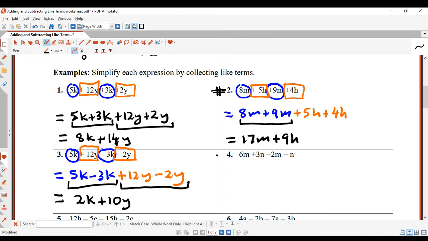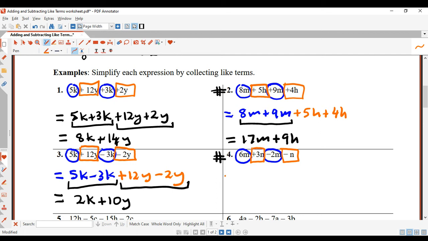Okay, so copy that down, and I want you to have a go at question 4. All right, try that one by yourself. All right, so we have boxing the terms, 6m. And when I box the other term, I've got to put that with the minus sign. The minus sign has to be with the term straight after it. And then let's box the other two like terms, which is the positive 3n and the minus n.